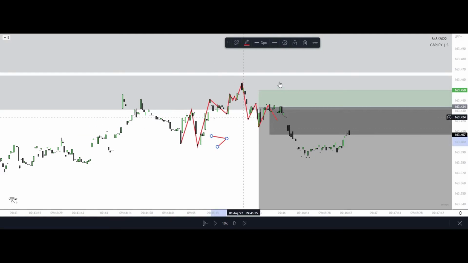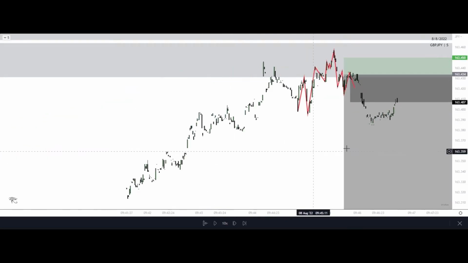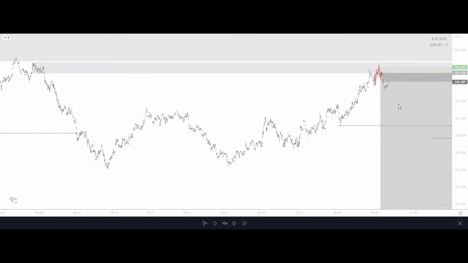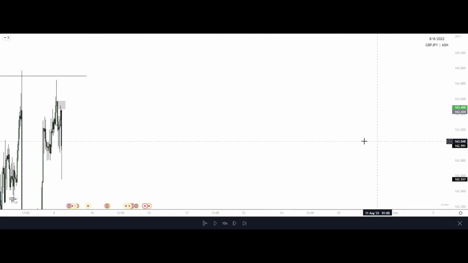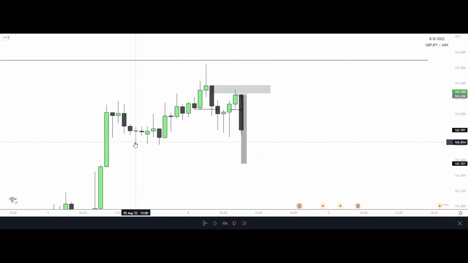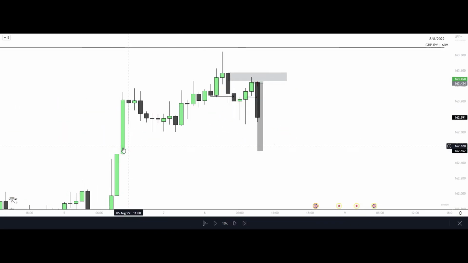Take out the drawing tool real quick. Targeting now a higher time frame area of liquidity from this range that was presented right here. I'm targeting now this liquidity, and then after that, the imbalances, right, that were present within here.